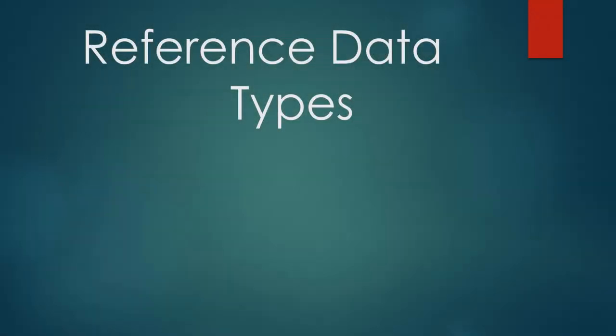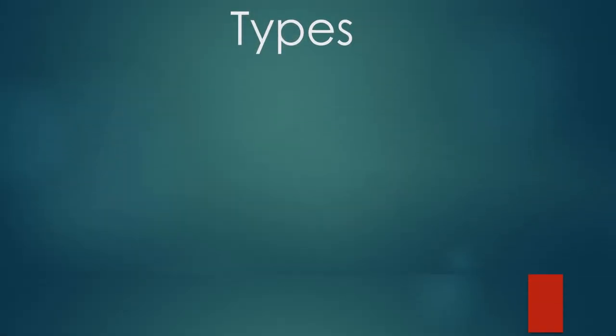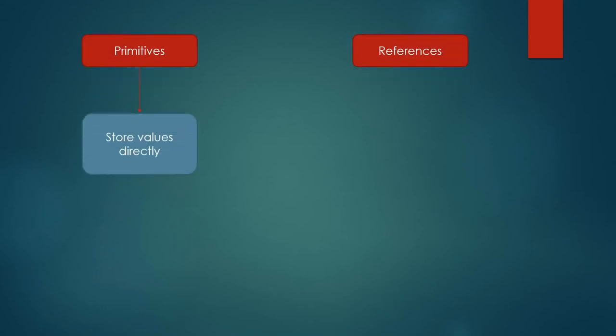Hello and welcome to a lecture about reference data types in Java. In the previous video, we learned that primitive data types are storing values in their respective variables. On the other hand, reference data types will store just some addresses of memory where the actual values are stored. That would be the main difference between the two concepts.